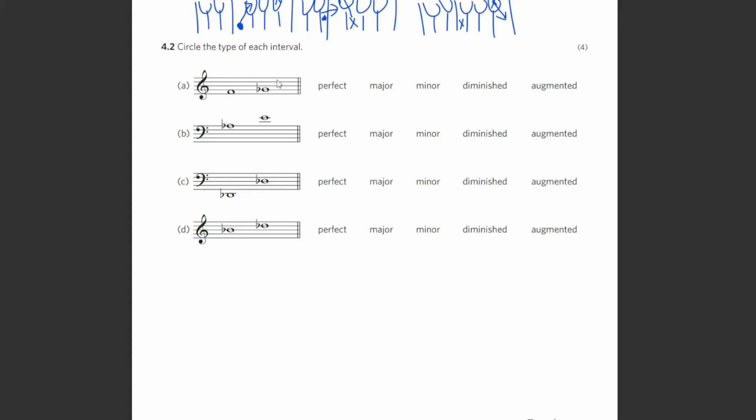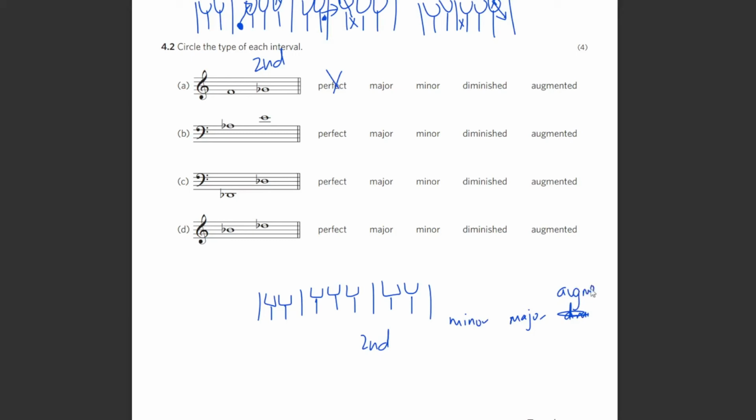G is the next note, so it's just a second apart. Definitely not perfect, because only 4, 5, and 8 can be perfect. Because these notes are very close together, the easier method is using the semitone chart, which you have to memorize. For a second, you have major, minor, and augmented, no diminished, because it would be 0 semitones apart. Major is 2 semitones apart, minor is 1 semitone, and augmented is 3 semitones apart.